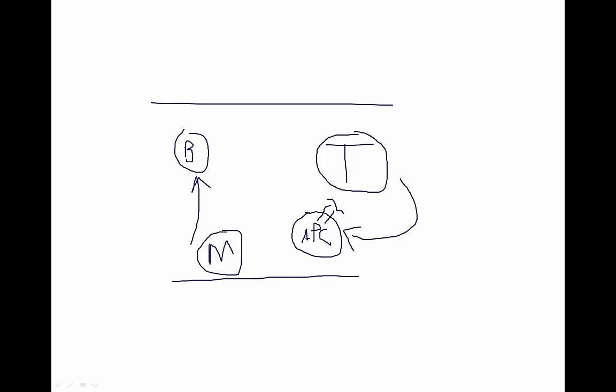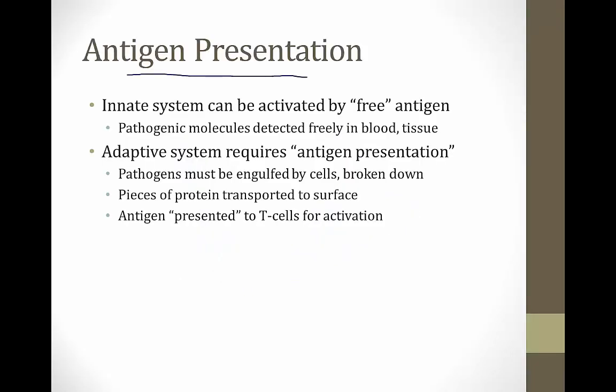And if T cells could react to anything out in nature, they would probably react too much and we would die from autoimmune diseases. By requiring antigens to be presented to T cells by antigen presenting cells, it fine-tunes the system so that the adaptive immune system only responds to important invaders. So I've summarized these points for you on this slide here.